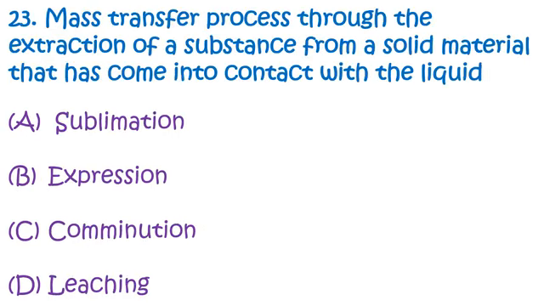Question number 23. Mass transfer process through the extraction of a substance from a solid material that has come into contact with the liquid is called as, options are option A sublimation, option B expression, option C comminution, option D leaching. Correct answer is option D leaching.